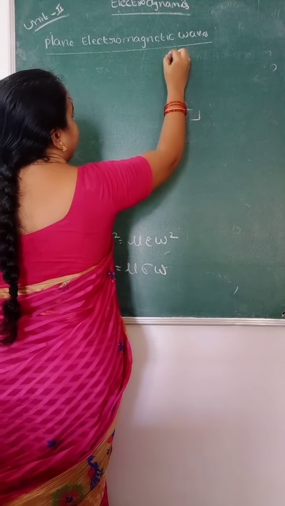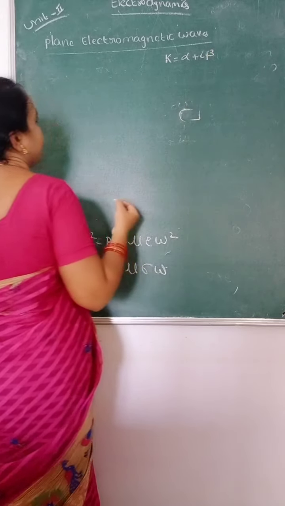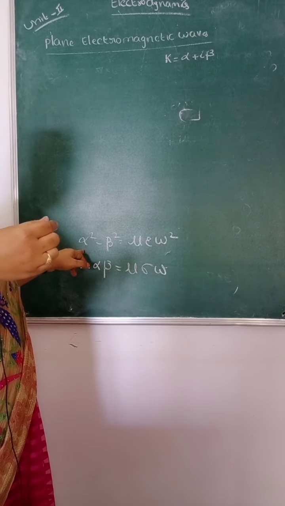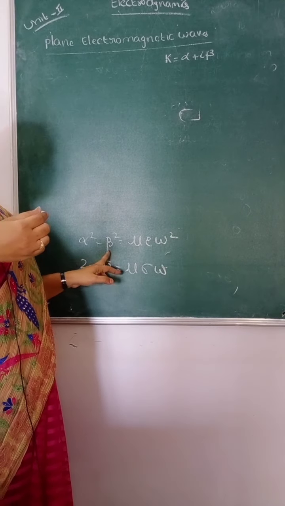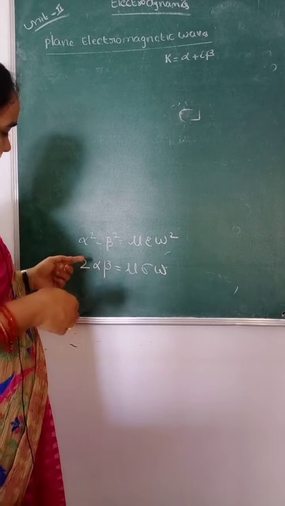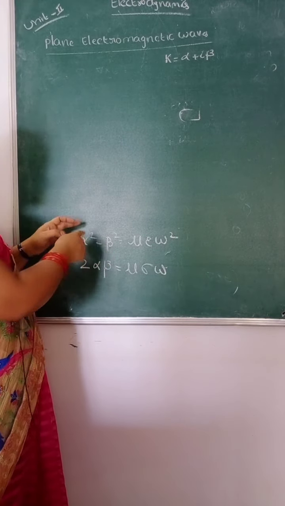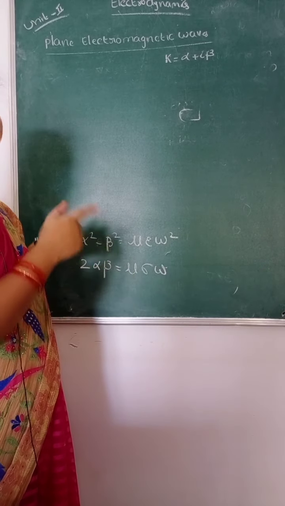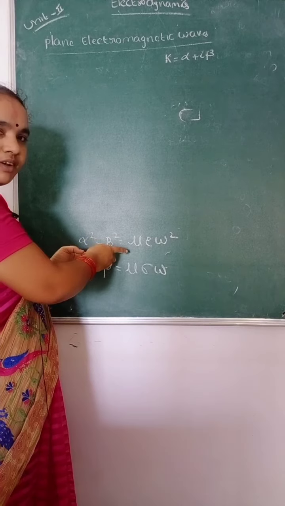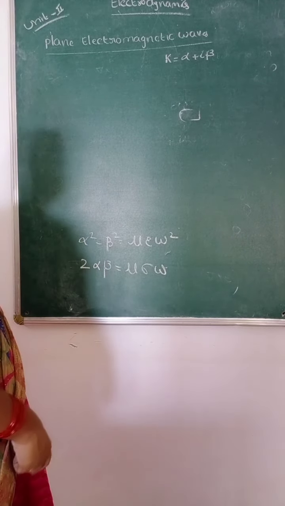Our aim is to calculate the values of alpha and beta so that we can know the propagation vector. Here alpha square minus beta square is present, and 2 alpha beta is present. So if you calculate alpha square plus beta square, then by adding these two terms we will calculate alpha square. From alpha square we will calculate alpha. By substituting that value we will find out beta. So this is the procedure.